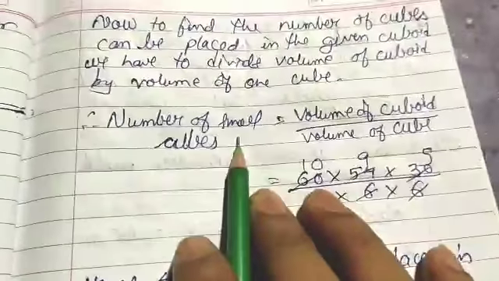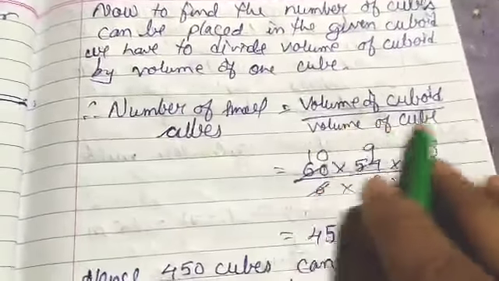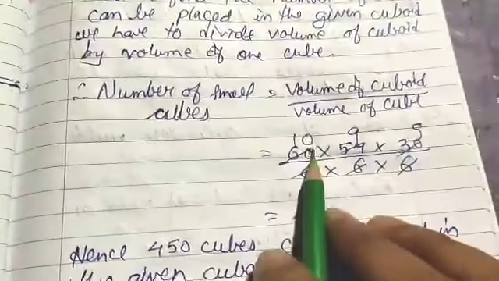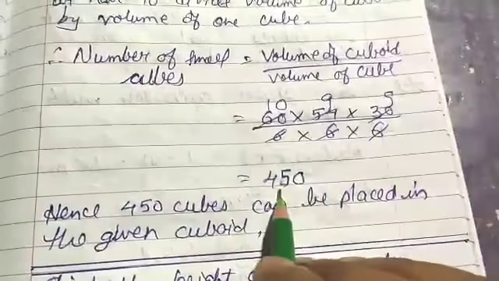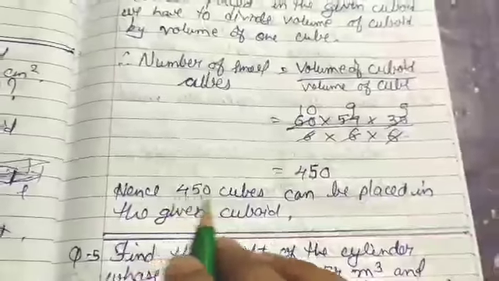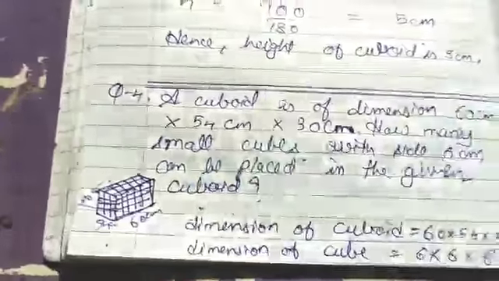What we will do: the number of small cubes will be the volume of the cuboid divided by the volume of the cube. So L into B into H divided by L into L into L. When we do cancellation, you will get 450. That means we can say that 450 such cubes can be placed in the given cuboid.